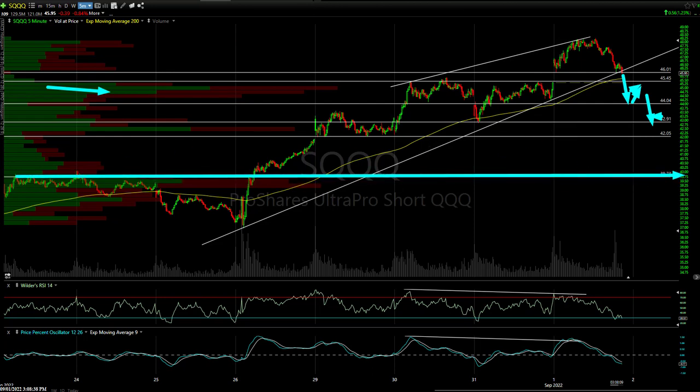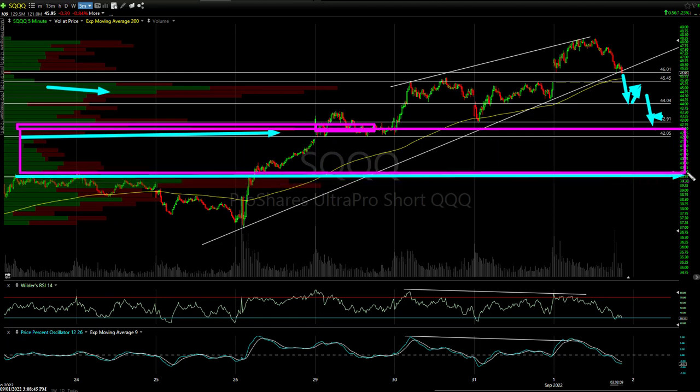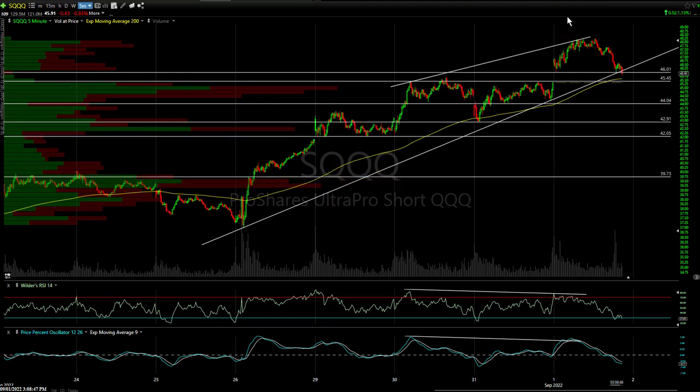And these are thin zones right here. You can see this thin zone between these bars. A lot of buying happened right here, but it's pretty thin right there. So you can trade off those. Those are levels to get a likely reaction, but again, I gave you my targets this morning on those 2-hour charts.